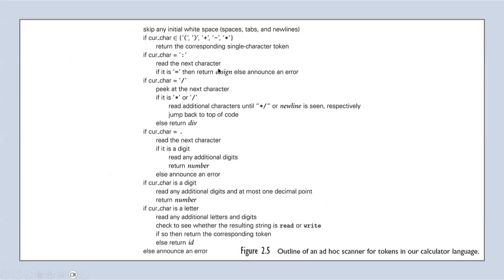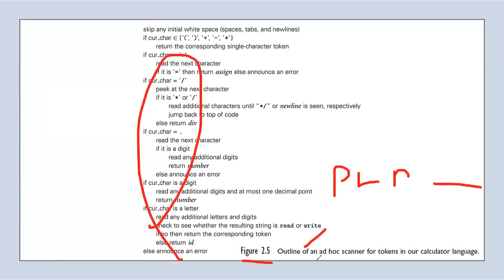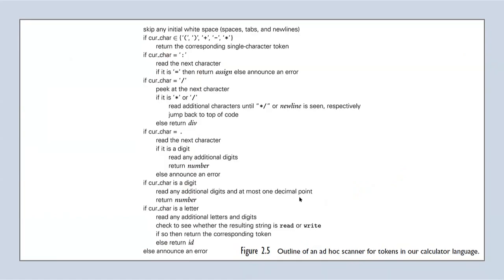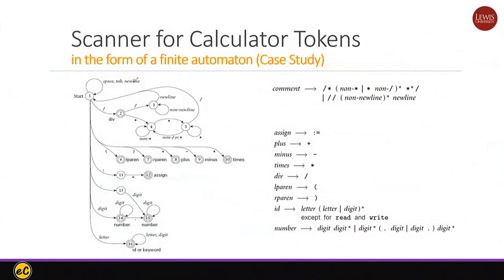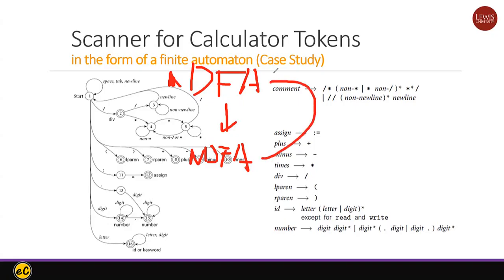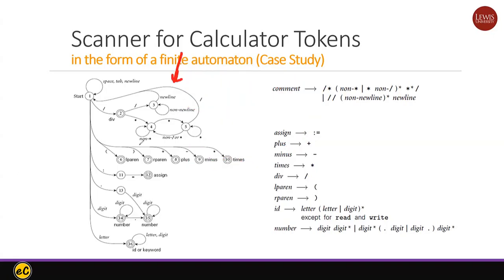So ad hoc scanner. Here is a figure from the textbook. This one is the Programming Language Pragmatics textbook, talking about the pseudocode for the hand-written scanner, how that can be done. And then you can also design the DFA, a deterministic finite state machine, to convert from NDFA to DFA. And then from DFA, you can do systematic generation of the tokenizer. So here you define everything into the finite automata.